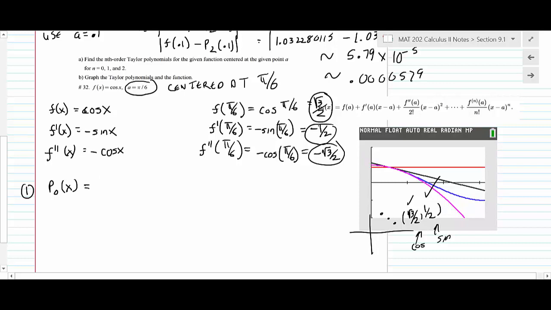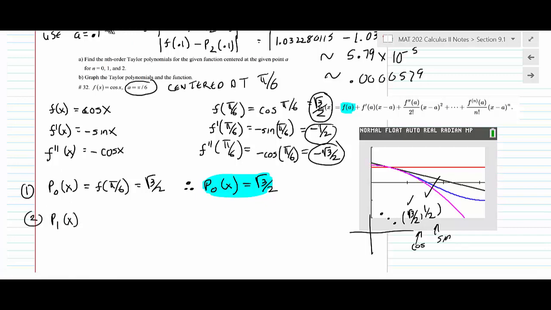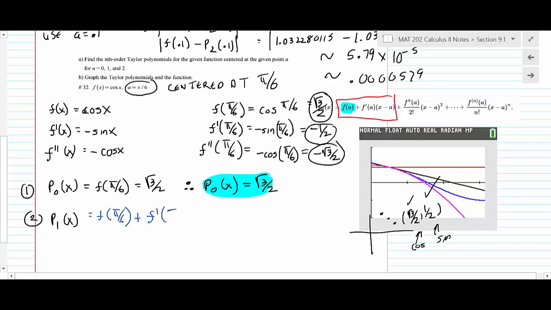When we do this, you're just doing this piece right here. P0 is that constant term right there. So that is f of pi over 6, which is equal to square root of 3 over 2. So we would end up with the result: P0 of x, the constant term in the Taylor polynomial, is going to be square root of 3 over 2. That's the idea. Now we move on to the first order. When you do the first order, now you're looking at this whole entire thing right there. That's going to be f of pi over 6, which we already have, then plus f prime of pi over 6.